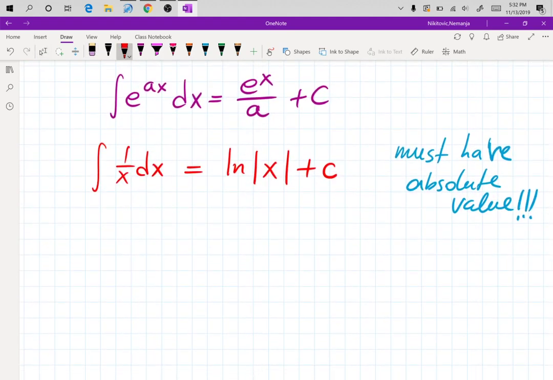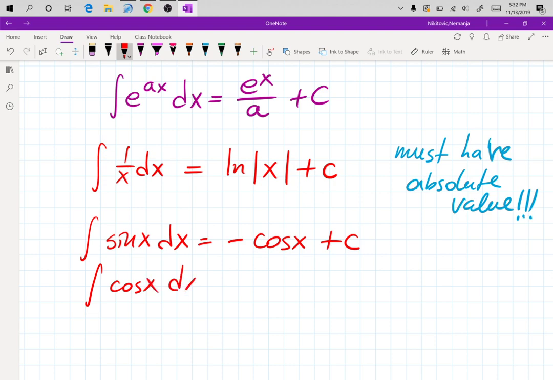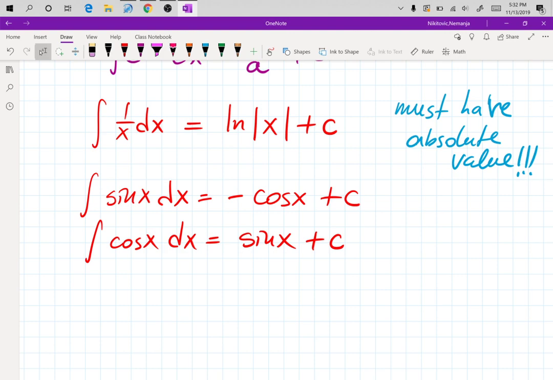All right, so what are the 6 trig ones? Integral of sine x dx is negative cosine x plus c. Integral of cosine x dx is positive sine x plus c. So now the minus signs are opposite than what you had for your derivatives. Derivative of sine is cosine. Integral of sine is negative cosine. One more time. Derivative of sine is cosine. Integral of sine is negative cosine. Be careful about that. Now, what are the other basic integrals?